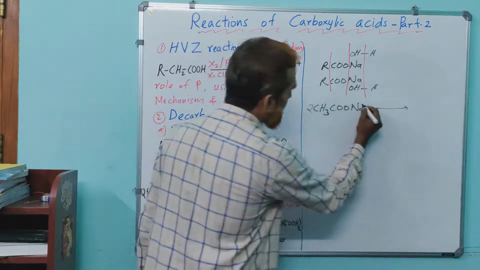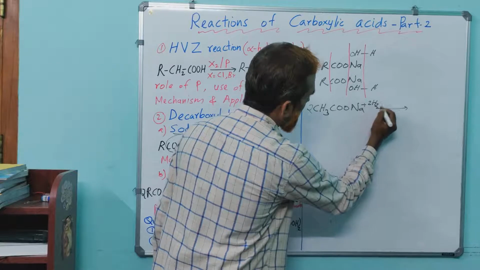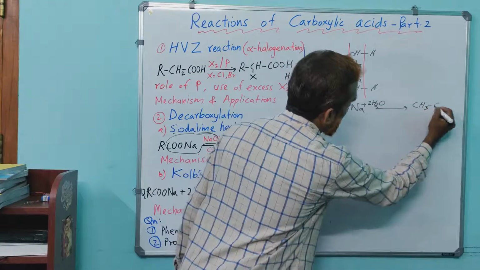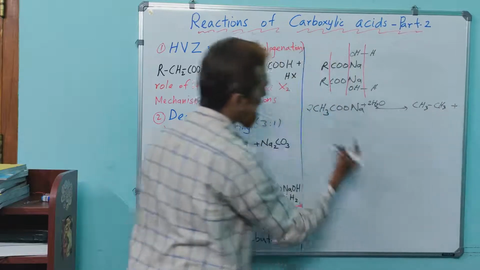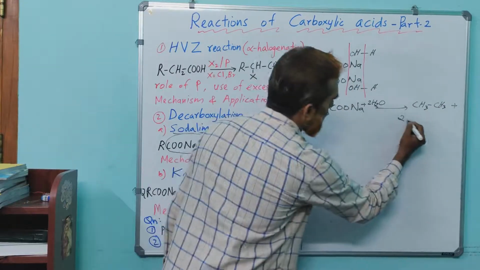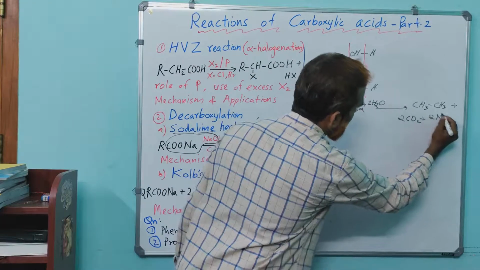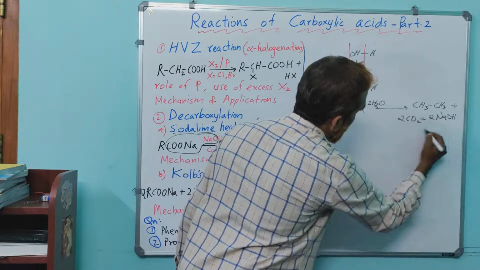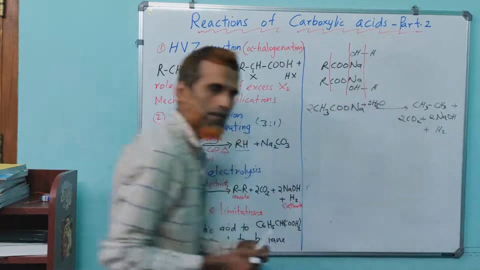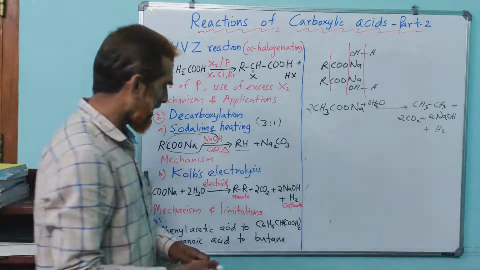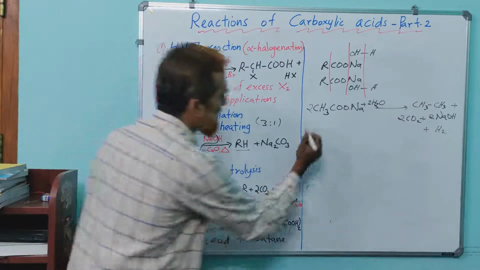2 molecules will react with 2 molecules of water, and what do you get as the product? CH3CH3, that is ethane, is obtained, plus 2 CO2 plus 2 NaOH. These are the byproducts, and hydrogen is also obtained, right? So that's the reaction. Now coming to mechanism and limitation.